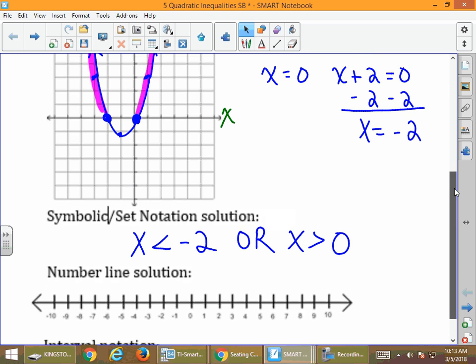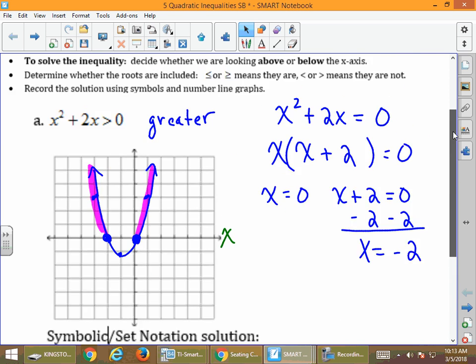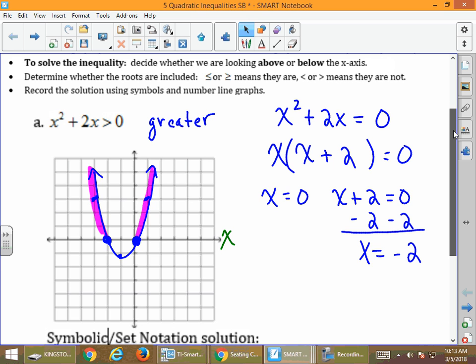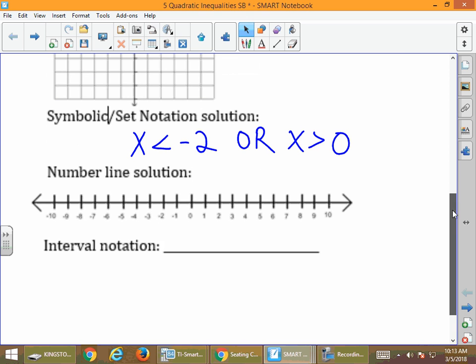So once we come up with those values here, by the way, it is just x is less than -2, there's no equals, and x is greater than 0, no equals. Which means when we come down here to fill in our number line, we're going to put an open circle on the -2. There's no equals, so it's an open circle, and the values that are less than are going in this direction.